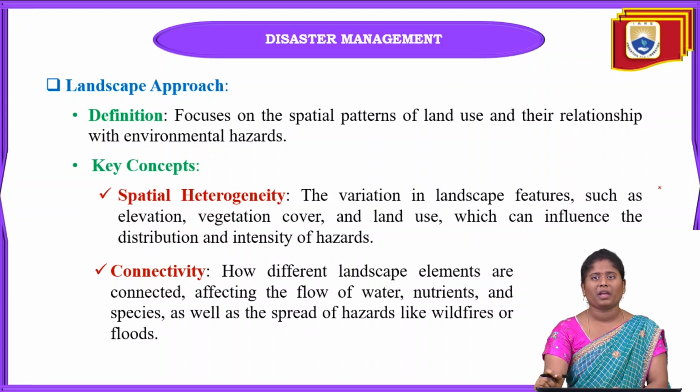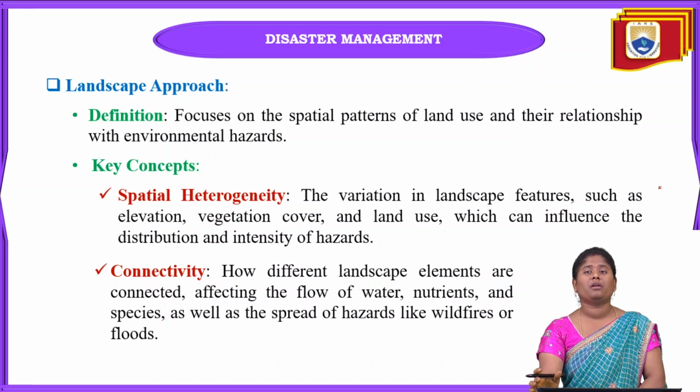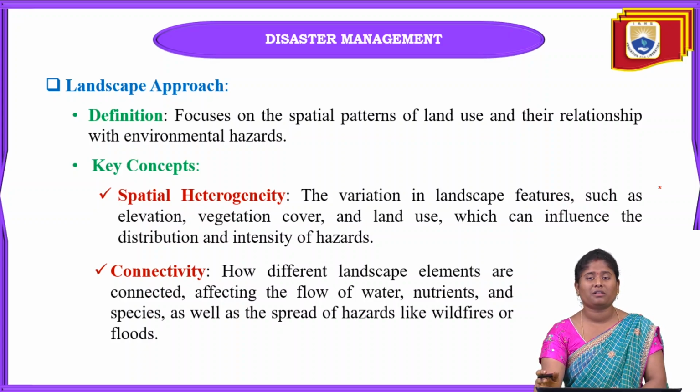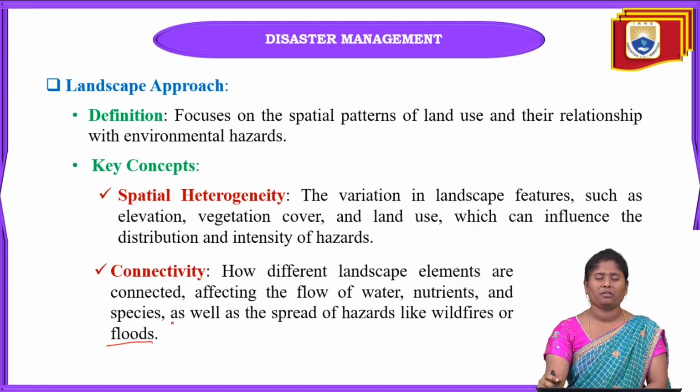And next is connectivity. Connectivity means a connection between the different types of elements related to this landscape approach. Whether the different landscape elements are connected will affect the flow of water, nutrients and species, as well as the spreading of hazards like wildfire and floods. Landscape elements are related to each other. When vegetation is reduced, or land use is reduced, that will affect the overall flow of water in that area, and nutrients will be reduced. The soil is going to become infertile.